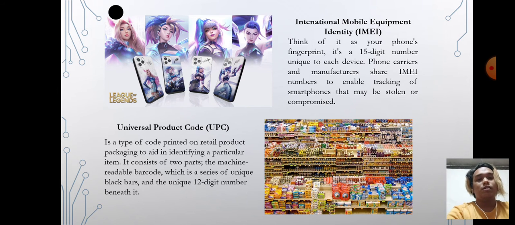Second is the Universal Product Code. It is a type of code printed on retail product packaging to aid in identifying a particular item. It consists of two parts: the machine-readable barcode, which is a series of unique black bars, and the unique 12-digit number beneath it.